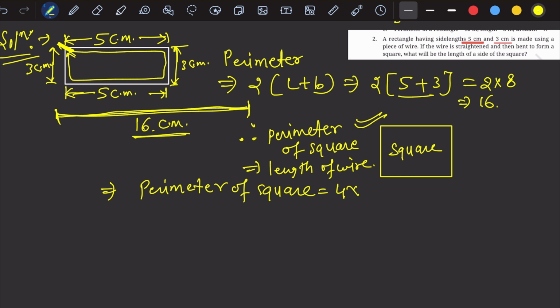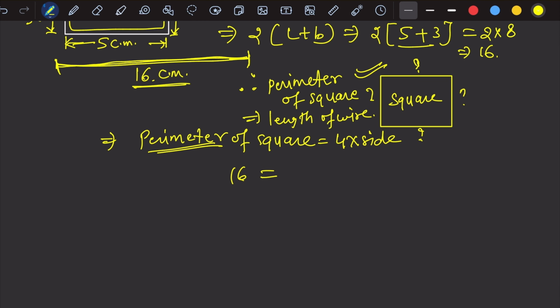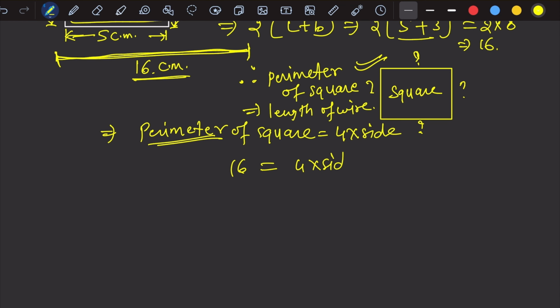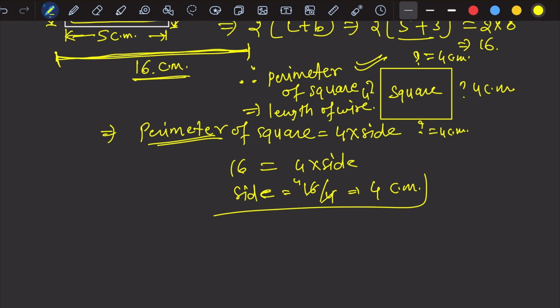Here we can say perimeter of square equals 4 into side. We have to find out the sides. Now we know the perimeter will be the length of wire, so here we will take 16 equals 4 into side. So one side will be 16 by 4, 4 4s are 16, so the value will be 4 centimeter. So this side 4 centimeter, this will be 4 centimeter, this will be 4 centimeter, and this will also be 4 centimeter. So this is how we can solve the question.